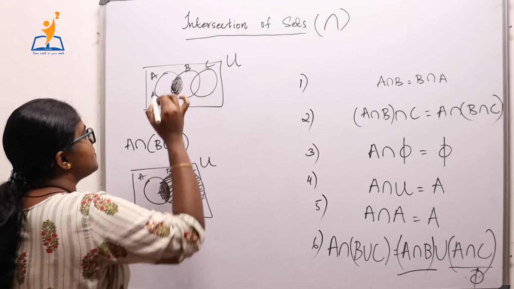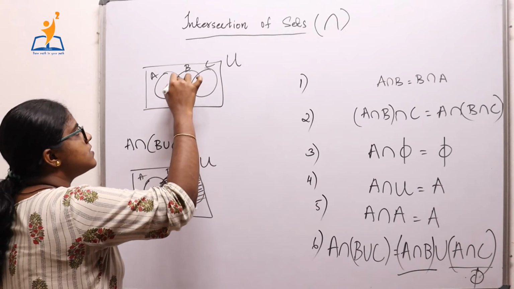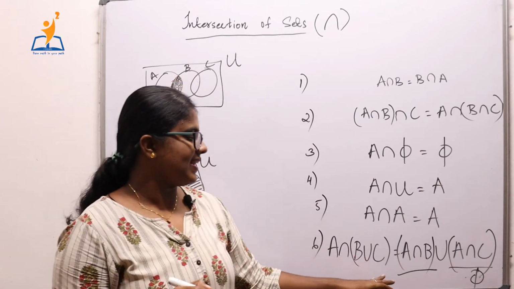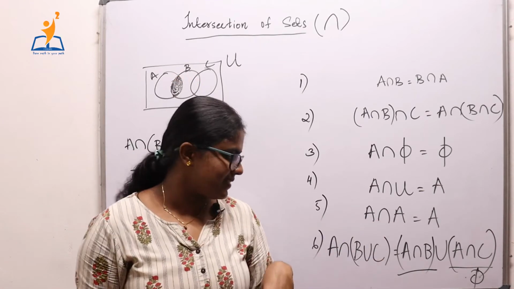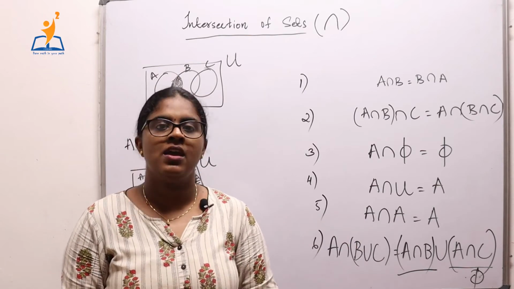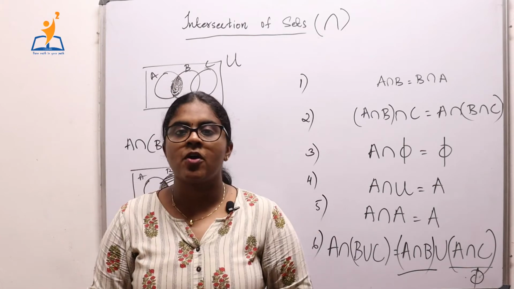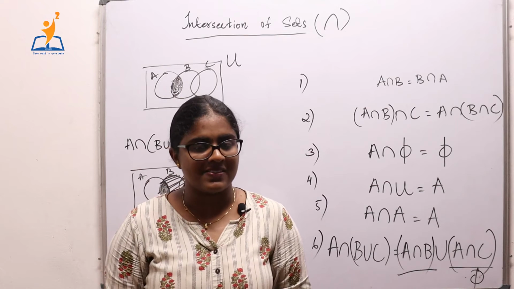And see this, here also we have this portion, here also we have this portion. So it is clear that A intersection B union C is equal to A intersection B union A intersection C, whatever be the sets A, B and C. So these all are the properties of intersection of sets.